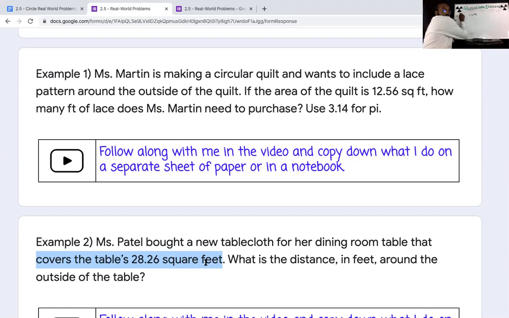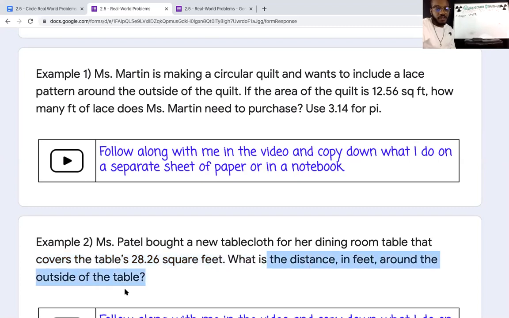Area equals 28.26 feet squared. And what we're looking for is the distance in feet around the outside of the table, which we know now is us looking for circumference. We know circumference is the unknown.